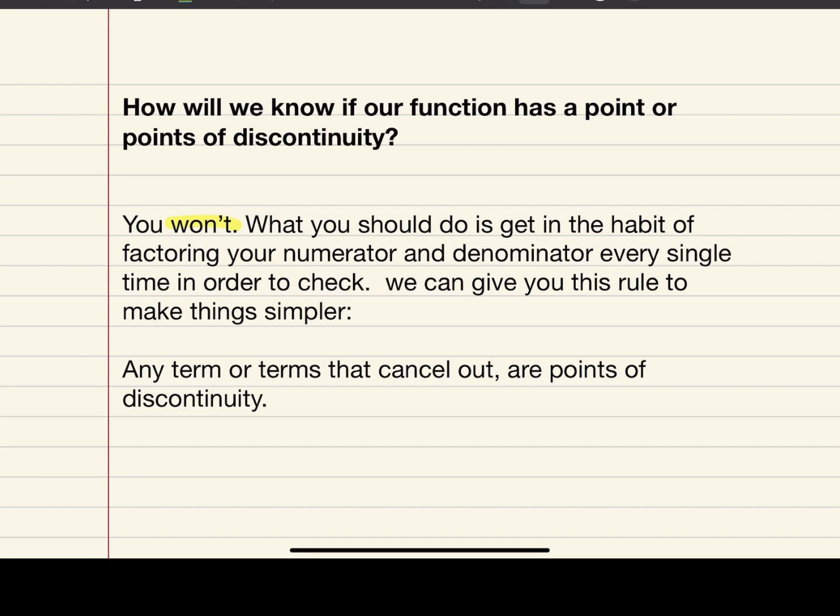What you should do is get in the habit of factoring the numerator and the denominator every single time in order to check. And so I can give you this rule, that's going to make things easier. Once you factor your numerator and denominator, check for any terms that cancel out. Any term or terms that cancel out are points of discontinuity. At least it's the x values anyway, so I'm just going to write x values.